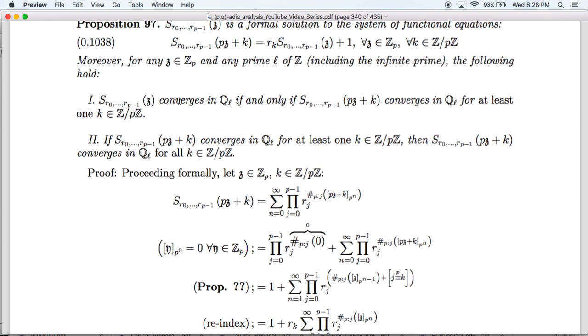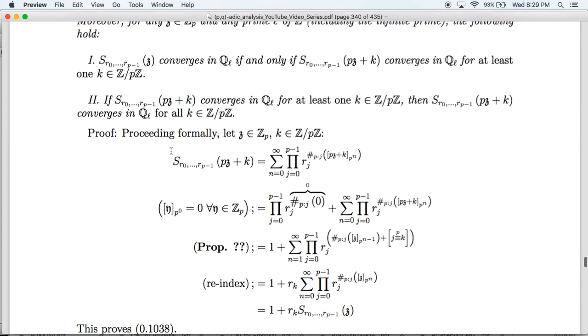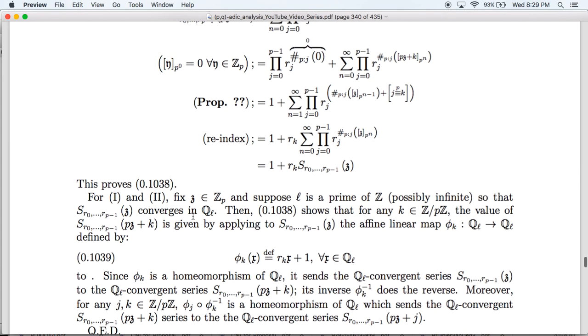The key property to know is that all of these manipulations are valid, provided the z that we've picked makes it so that this is convergent. So, again, everything is happening point-wise. Once we know that the expression converges at a given z, all of these manipulations are perfectly legal. Now, for 1 and 2, right here, fix a z in Zp, and suppose L is a prime, possibly infinite, so that the series converges L-adically.